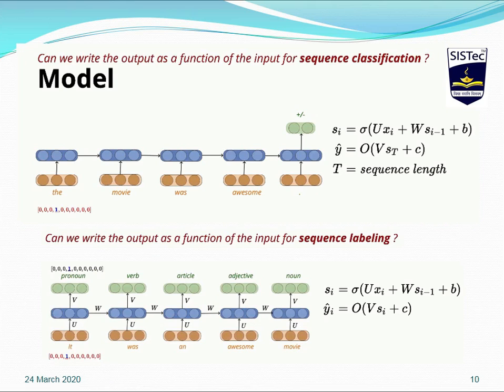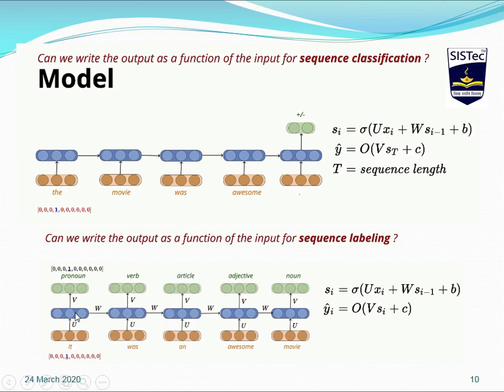Let's see the models. So this is your model for sequence classification, where we have one output at the end of the layer. The input of this layer is given to the sigmoid function, and then we apply the softmax layer at the output layer and get the output. But in the case of sequence labeling, we are interested in getting the output at each layer.